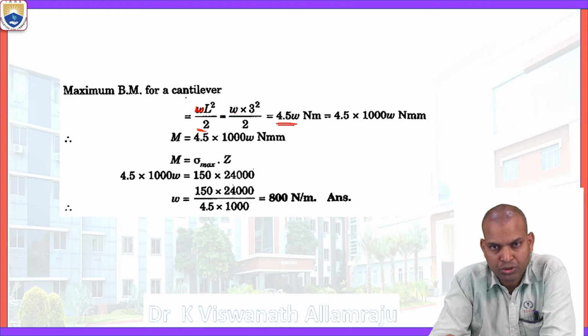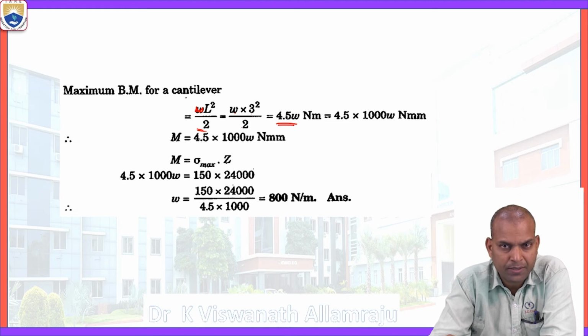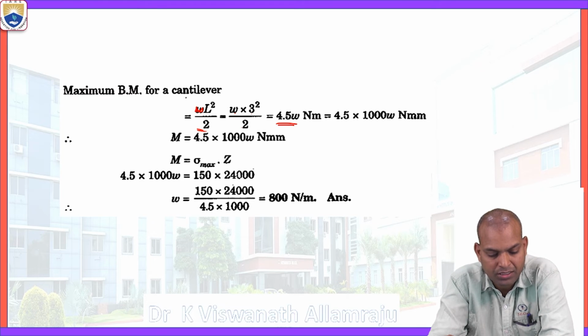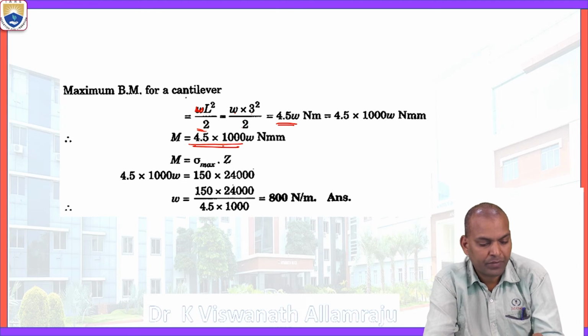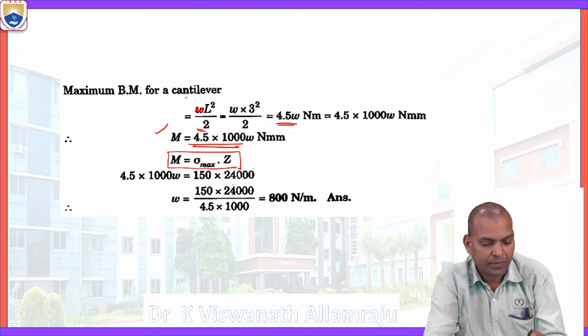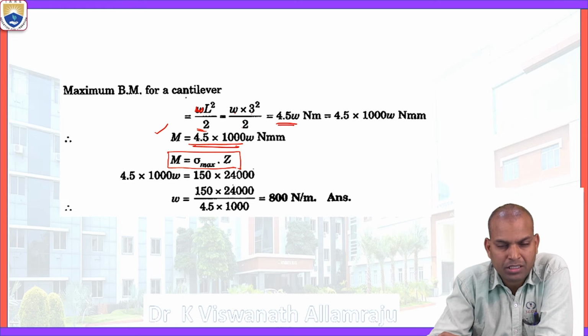It should be converted to Newton millimeters for dimensional homogeneity, because all units are in terms of millimeters. So 4.5 W into 1000, that is 4500 small w Newton millimeter. Now we know the relation between M, sigma maximum and section modulus. The formula is M equal to sigma maximum times section modulus. Substitute the M value, sigma maximum value and Z value. In the M value there is small w, which is the uniformly distributed load.